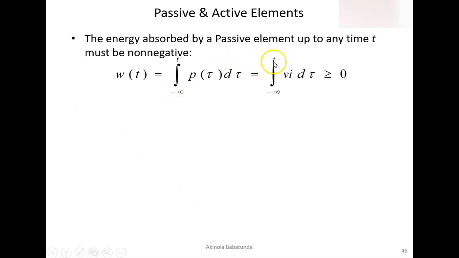The energy absorbed by a passive element up to any time t must be non-negative. This is also very important. So what you see here is that energy will be equal to the integral from minus infinity to time t of power dt. So this is p of t dt, okay? And this is going to be given as vi because our power is vi. The energy absorbed by a passive element up to time t can never ever be negative. It must be greater than or equal to 0.